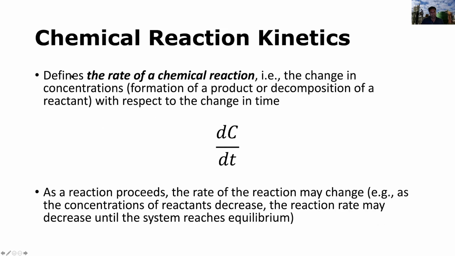Chemical reaction kinetics defines the rate of a chemical reaction. So that means the change in concentrations with respect to the change in time. In other words, dC over dt. As a reaction proceeds, the rate of the reaction may change. For example, as the concentrations of reactants decrease, the reaction rate may decrease until the system reaches an equilibrium.